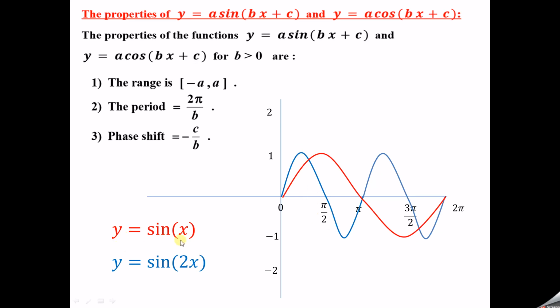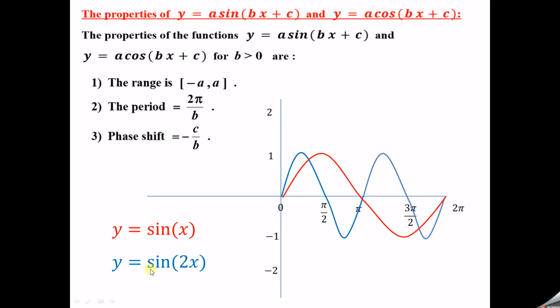But for the first function, the period is 2 pi. For any sin x function, the period is 2 pi, because if we compare, b is 1. So the period will be 2 pi by b, which is simply 2 pi, because b is 1. So the period of this sin x function is 2 pi. This red colored curve represents sin x, and it has a period of length 2 pi. After 2 pi length, the values will be repeated.